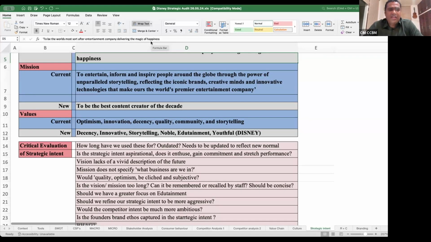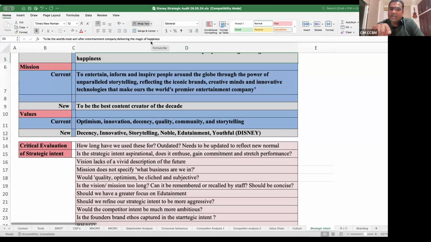And then in terms of values, our current values are optimism, innovation, decency. I think the old-fashioned things like decency are all important, right? But also innovation, optimism, community. So I'm saying, okay, we will take some level of the traditional values, but I'm also saying, let's make this brand youthful, right? And it should also be easily remembered.